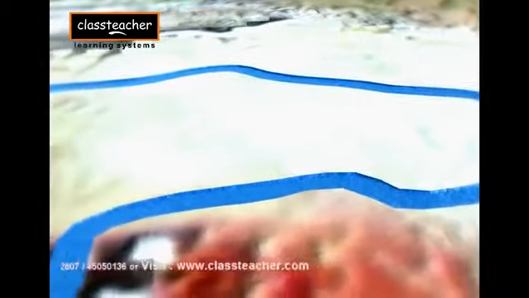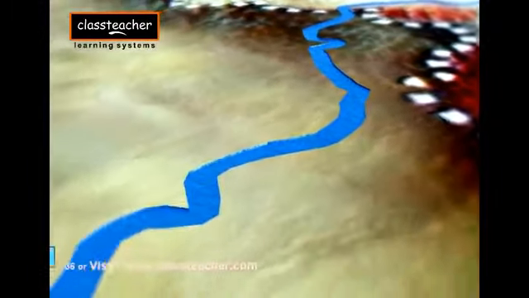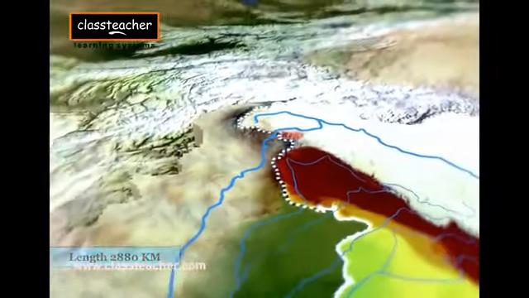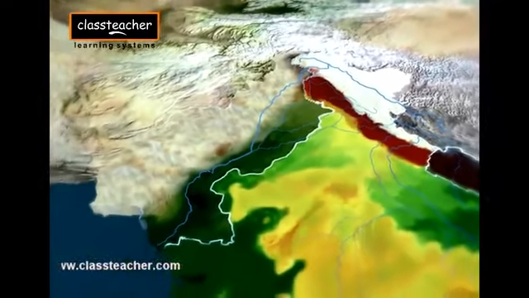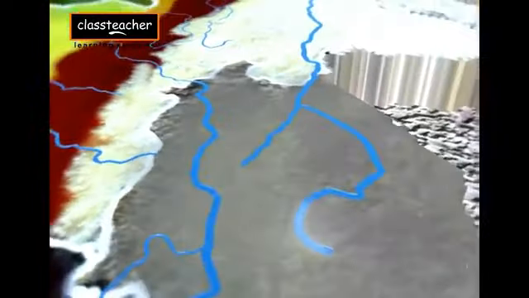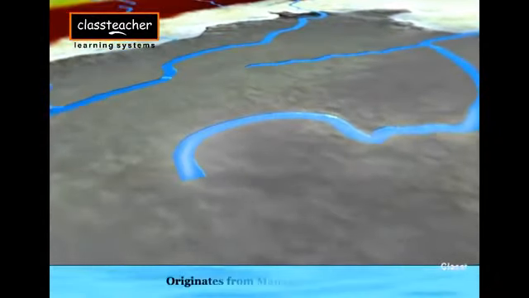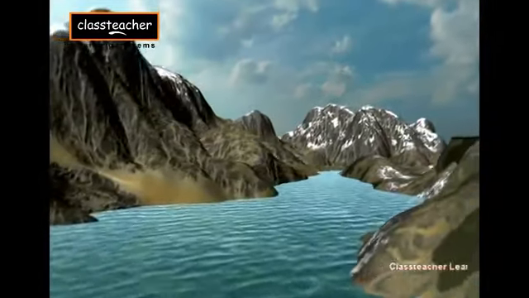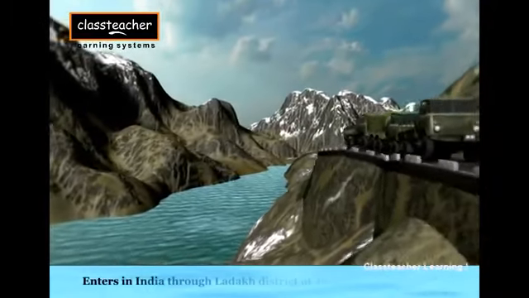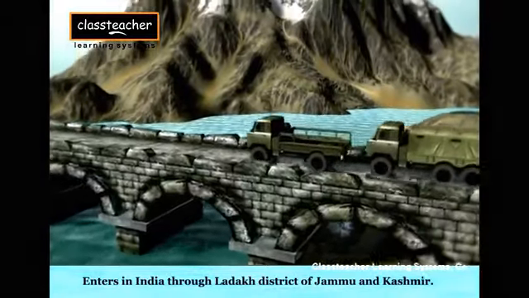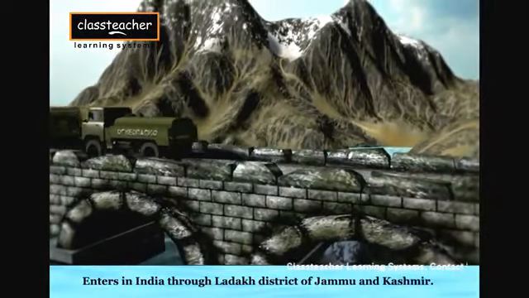The Indus river system. It is one of the largest river basins of the world, covering a length of 2,880 kilometers, of which 1,114 kilometers lies in India. It is also known as Sindhu. It originates from a glacier in Kailash mountain near Mansarovar Lake in the Tibet Plateau. Flowing west, it enters India in the Ladakh district of Jammu and Kashmir. Then it cuts across the Ladakh range and enters Pakistan.